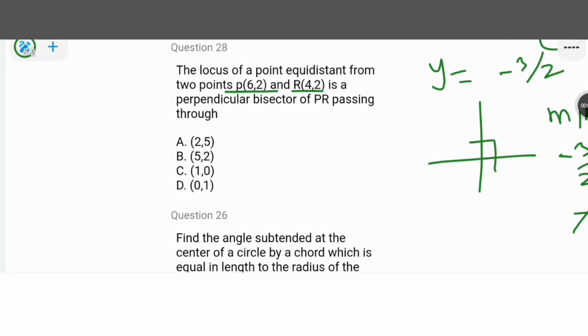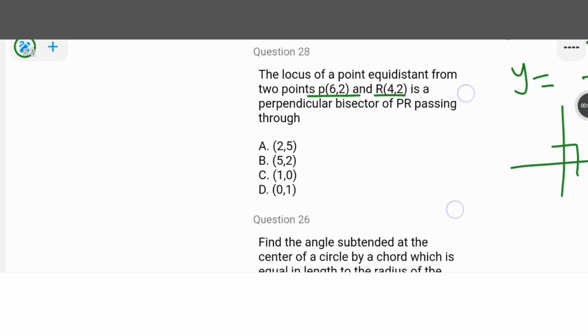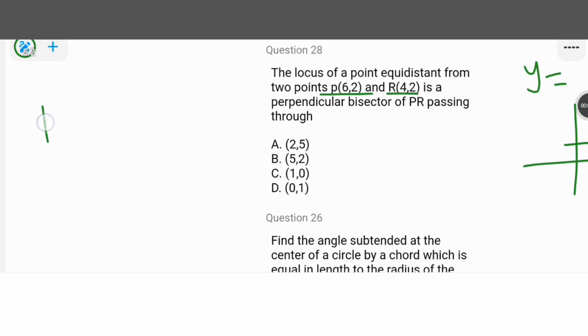Alright. So for this next question, we're told that the locus of a point equidistant from 2 points P, Q is a perpendicular bisector of PQ passing through. So what I'm telling you is, you have 2 points P and Q. So you have P like this, you have Q like this. So there is a line passing through their middle like this. The line is bisecting them into 2 equal parts. They are telling you which coordinate it will pass through.